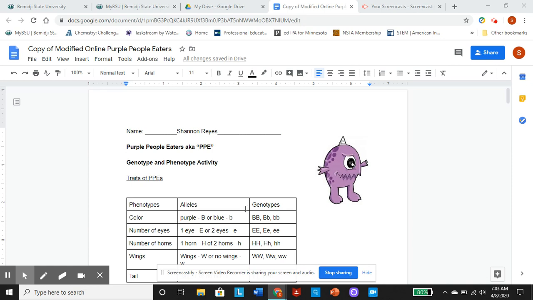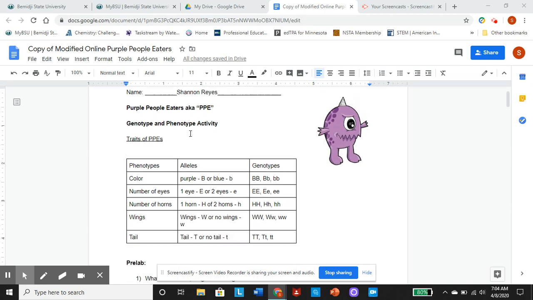Anyway, all right, so we are doing this Purple People Eater activity. First things first, let's type in our names. I've already done that. Shannon Reyes, look at me go. All right, and now we're going to get into the genotype and phenotype activity of our Purple People Eater, aka PPE. You guys might have seen PPE in the media, also means personal protective equipment. Today, it's going to mean Purple People Eater. Actually, I might just say Purple People Eater because it's just fun to say.